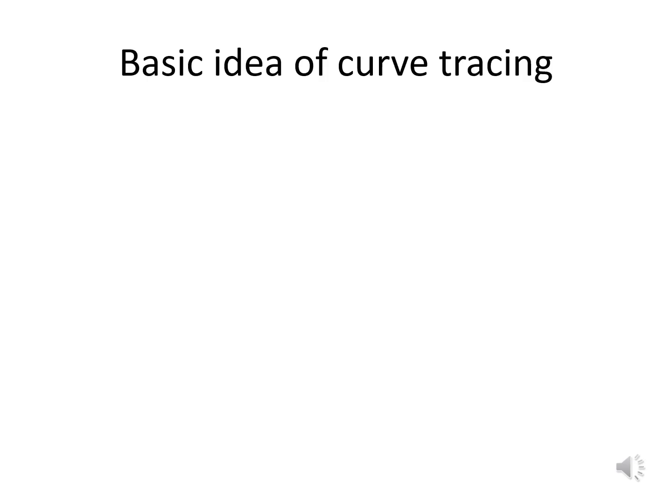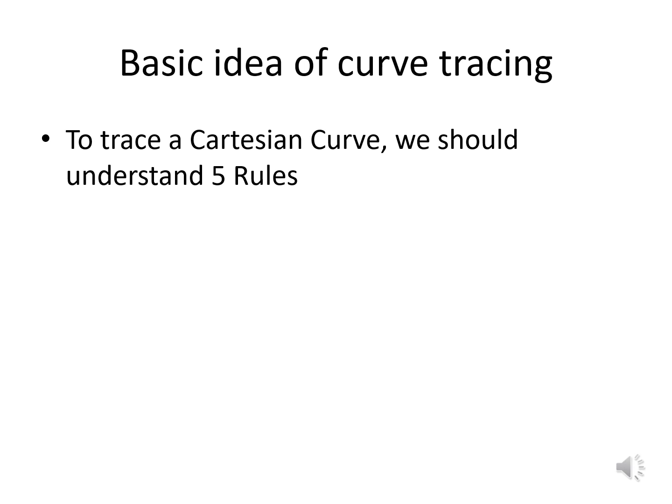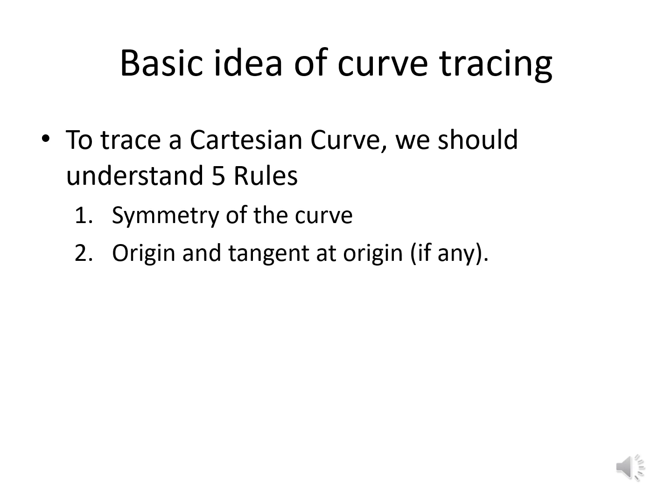Basic idea of curve tracing. To trace a curve, we should understand 5 rules. These 5 rules are: first rule is symmetry of the curve. So we need to check the symmetry of the curve. Second, whether your curve is passing through the origin or not. And if your curve is passing through the origin, then we need to find out the tangent at the origin.